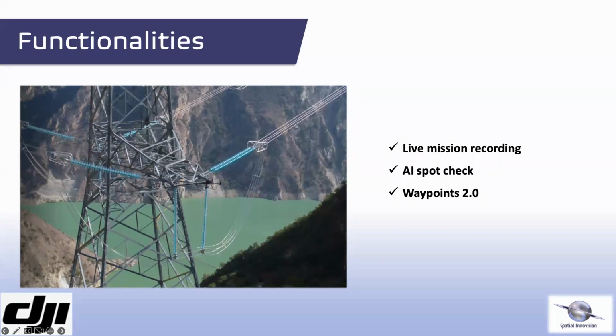Waypoint 2.0, create up to 65,535 waypoints and set multiple actions for one or more payloads, including third-party ones, at each waypoint. Flight path planning is also optimized to maximize flexibility and efficiency for your mission.